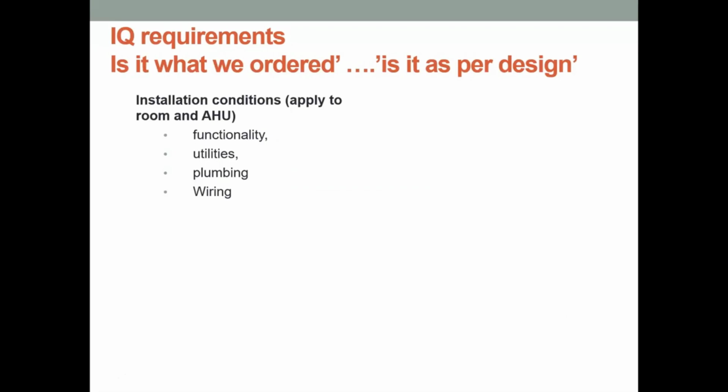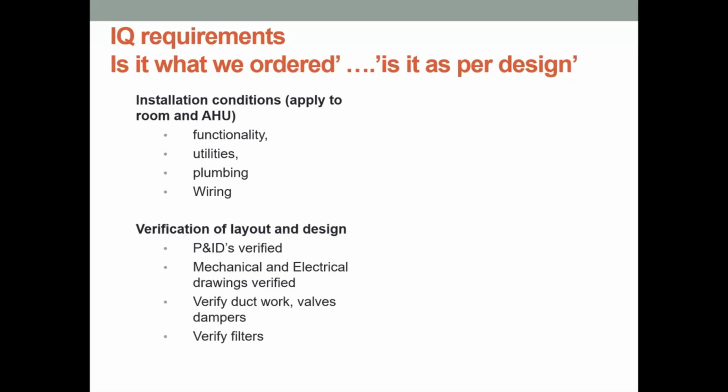So we're looking at the installation conditions, and these apply to the room and to the air handling unit. So the functionality of it, the utilities going to it, the plumbing going to it, and the wiring going to it. We'll be looking at the verification of the layout and the design of the room. So are the P&IDs verified? Are the mechanical and electrical drawings verified? Have we looked at our ductwork, our valves and our dampers, and are our filters all okay?